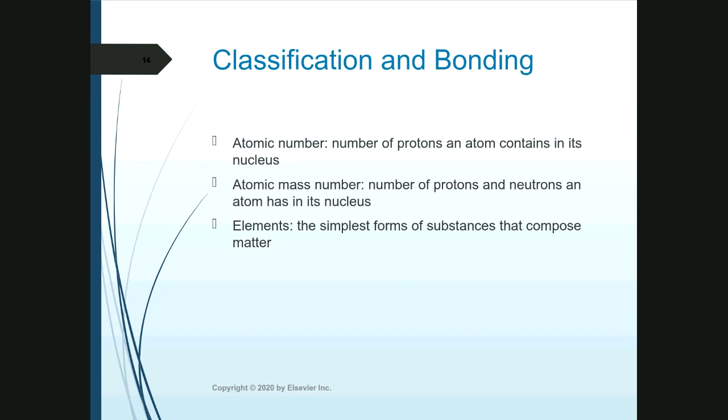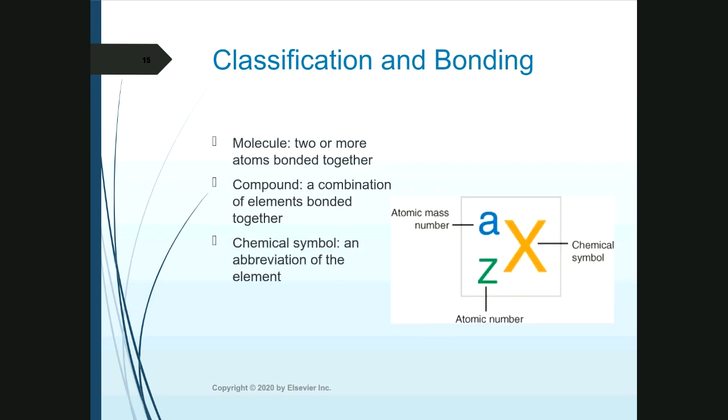Okay, so when we look at the periodic table, which is coming up in just a minute, 92 of those are naturally occurring. The rest are all man-made. All right, a molecule is made up of two or more atoms bonded together. Okay, so molecules: two or more atoms bonded together.